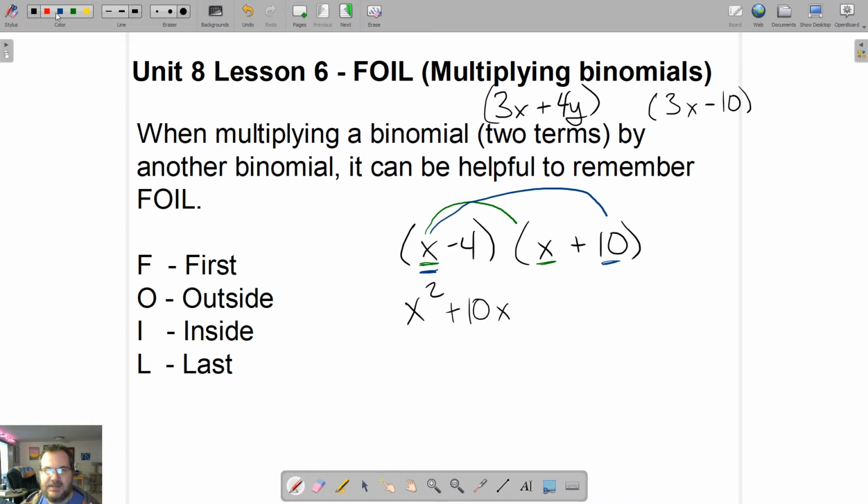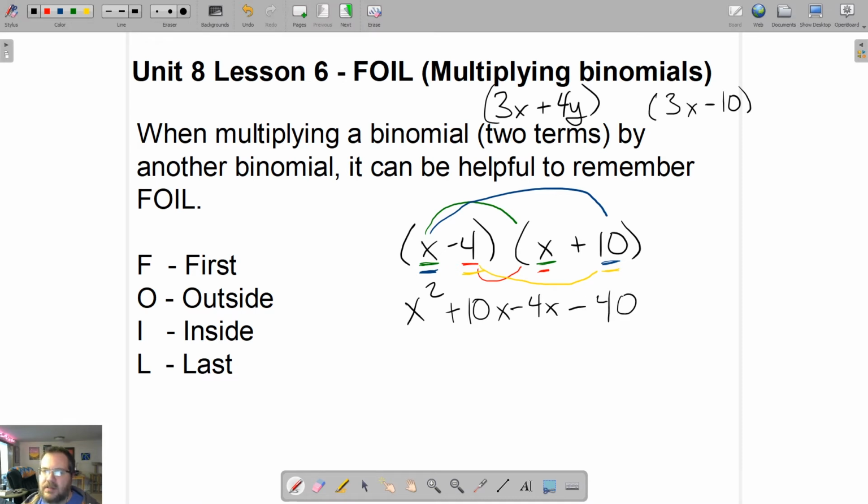The I stands for inside. So next we're going to do inside times inside. So if x and 10 were outside, negative 4 and the other x are inside. So I'm going to multiply those two together. Negative 4 times x is negative 4x. And then last is to do last times last. So I'm going to do the last one from this side times the last one from that side, which means it's going to be negative 4 times 10, which is minus 40.